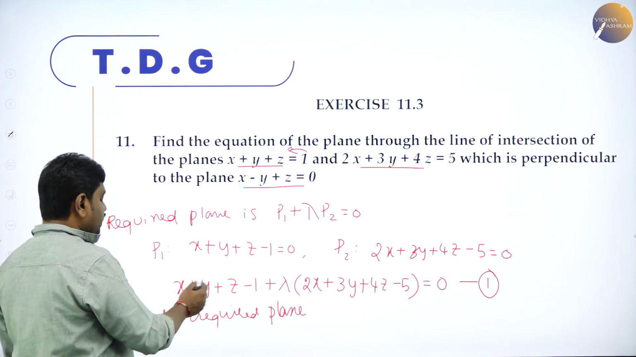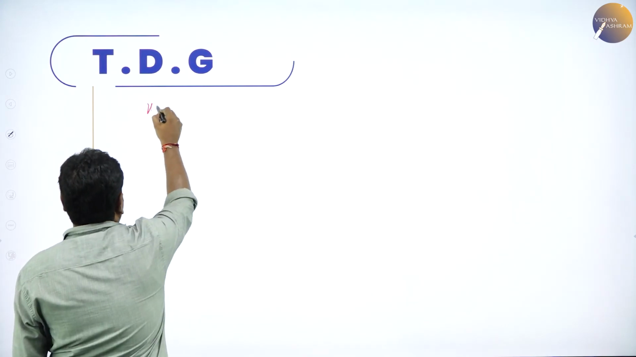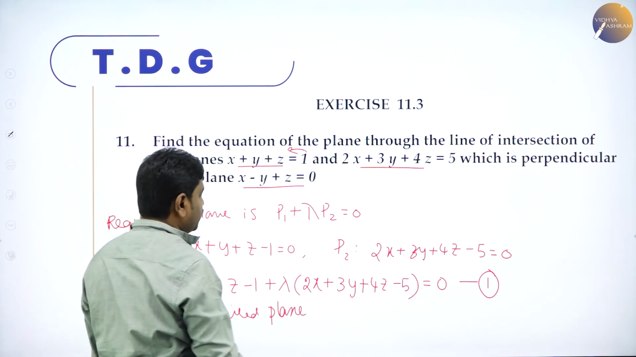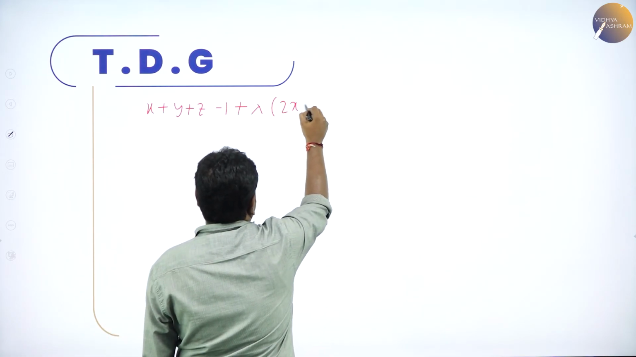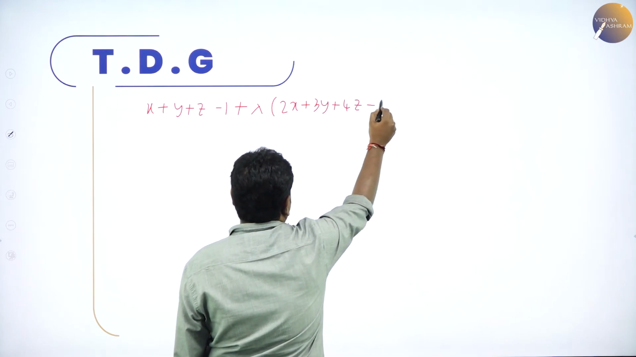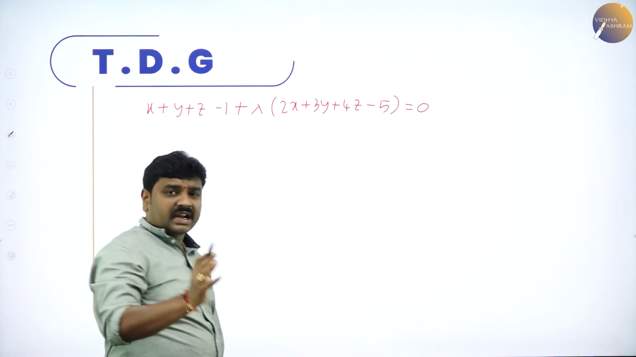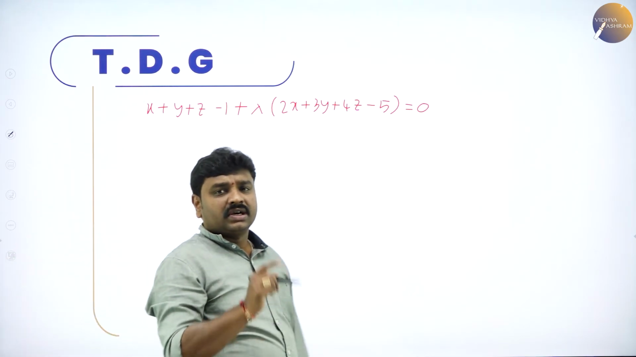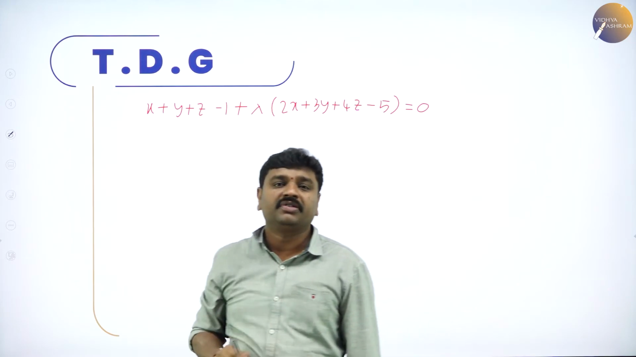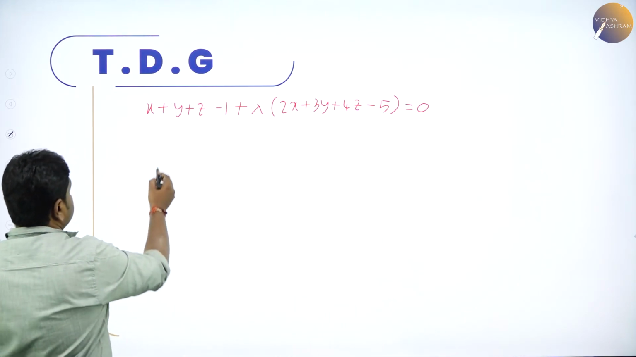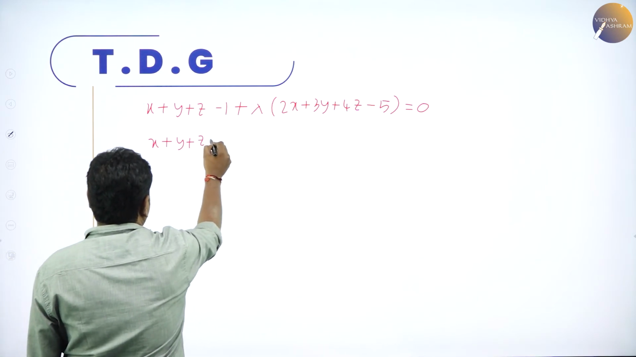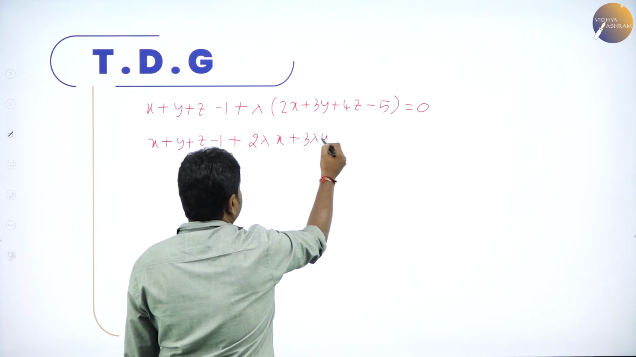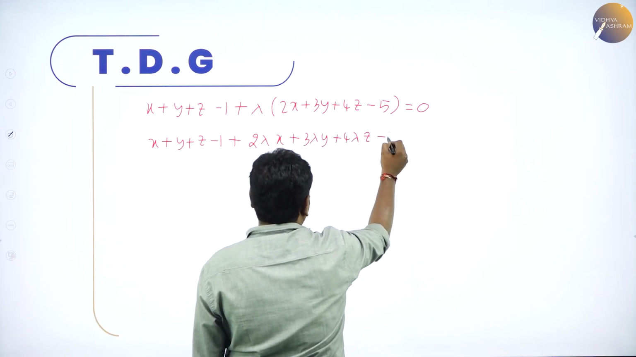So we'll take x, y, z common from both. Here we have x plus y plus z minus 1 plus lambda times (2x plus 3y plus 4z minus 5). This is the plane. So first write it in the form ax plus by plus cz plus d. How? Take x, y, z common. So now simplify this. We'll have x plus y plus z minus 1 plus 2 lambda x plus 3 lambda y plus 4 lambda z minus 5 lambda.